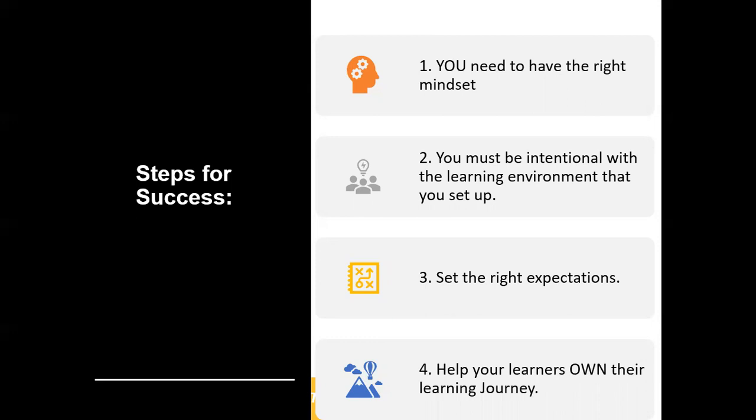Because as we all know, there are 4 roles that a trainer will step into. The trainer will become an instructor, a facilitator, a coach, and a mentor. But a trainer cannot do the learning for the learners. The trainer must be the guide along the journey, and along that journey they're still going to take on those 4 different roles, but we don't do the learning for the learners. We simply guide and facilitate and coach and mentor them along the way. Okay, so it's really important that we help them own their own learning journey.